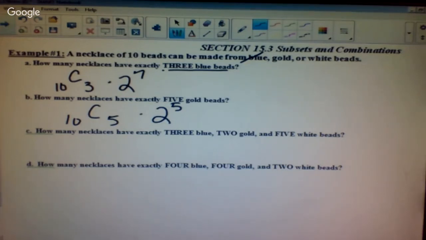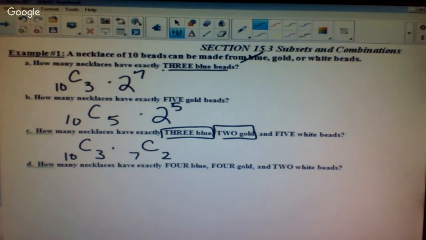Okay. How many necklaces have exactly 3 blue, 2 gold, 5 white? So again, piece by piece, I want 3 blue. 10C3. I have 10, and 3 of them are going to be blue. Times 7C2. I've taken 3 of my beads and used them, so I only have 7 left. 2 of them need to be gold. Times, how many beads do I have left to fill?